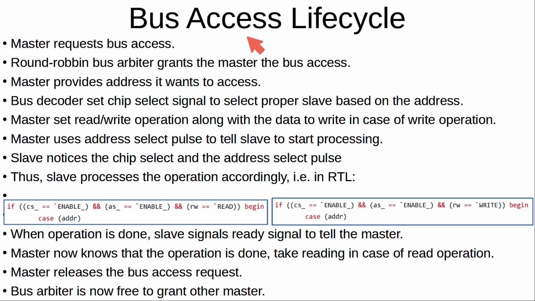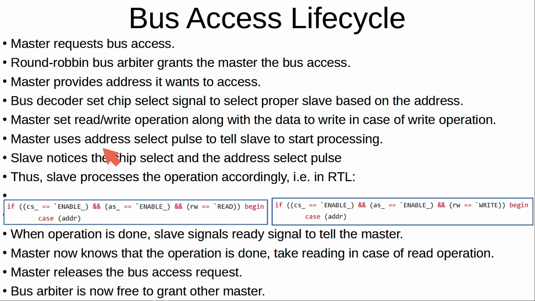This is the bus access lifecycle. Firstly, the master requests the bus access, and the round-robin bus arbiter will grant the master the bus access. The master will then provide the address that it wants to access. Then the bus decoder chip select signal will be set to the proper slave chip select, and then the master will set the operation to either read or write along with the data to write in case of the write operation.